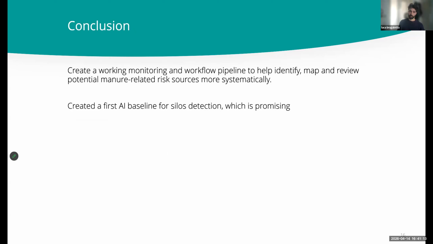And finally, what the project delivered is that it was possible to create a monitoring system that can be repeated on different campaigns on new upcoming data, and it can also be applied on new areas. It's able to identify and review potential manure-related areas. In addition, it created a first AI baseline for silo detection, which is already quite helpful because of the limited amount of data and no dataset available for this topic.